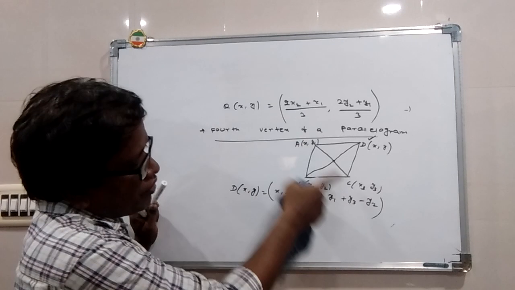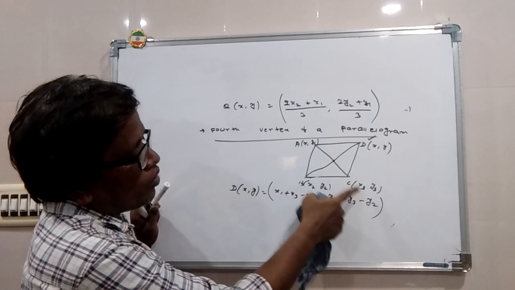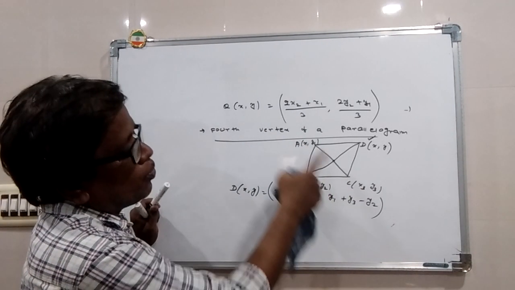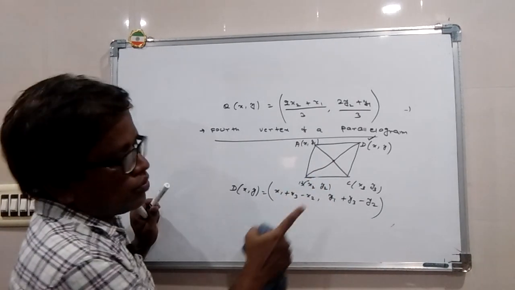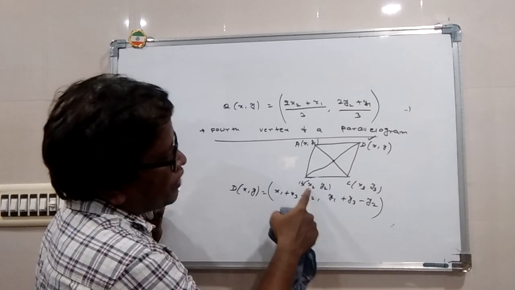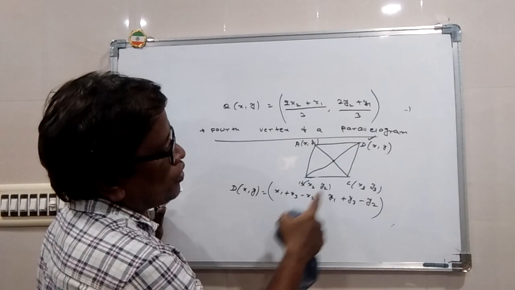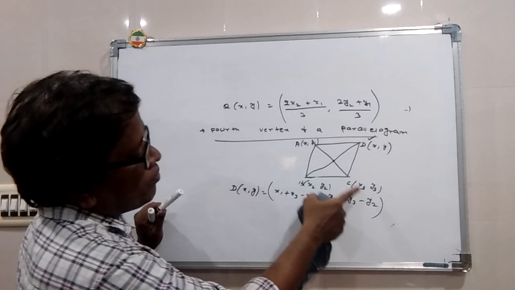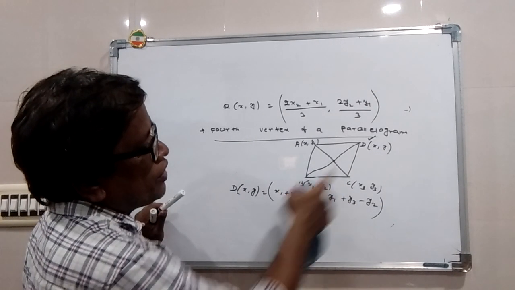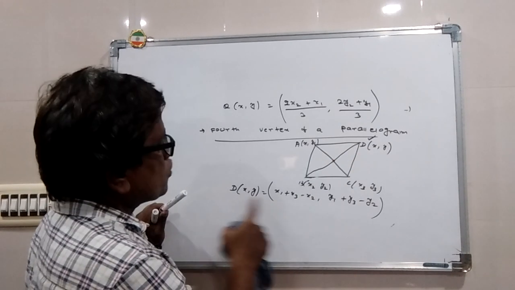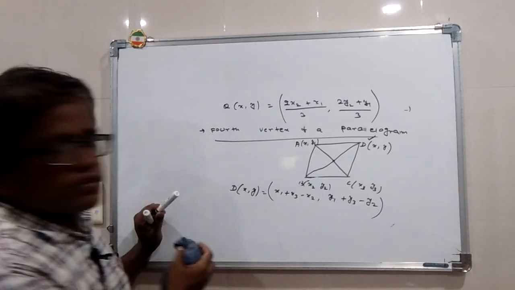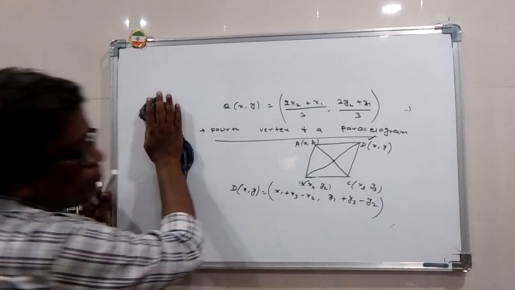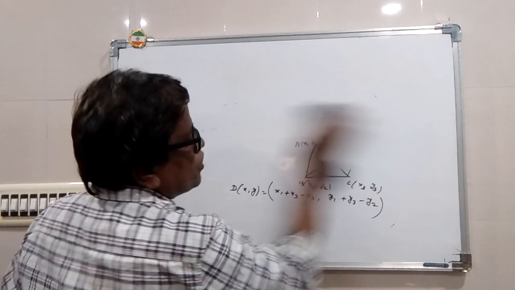Now in case of the midpoint of AC, you can take (x1 plus x3) by 2, (y1 plus y3) by 2. In case of the midpoint of BD, you can take (x2 plus x) by 2 and (y2 plus y) by 2. So (x1 plus x3) by 2 is equal to (x2 plus x) by 2. So here x will be x1 plus x3 minus x2 and y will be y1 plus y3 minus y2.